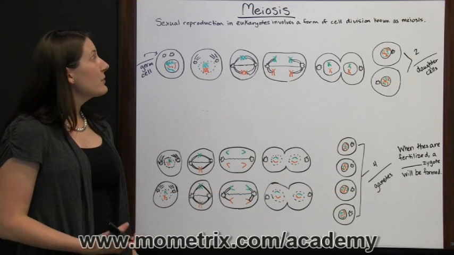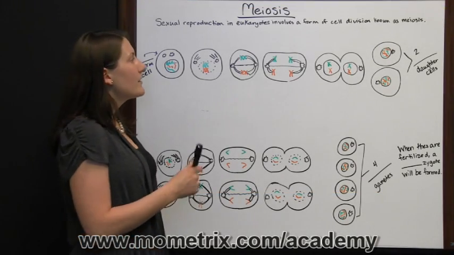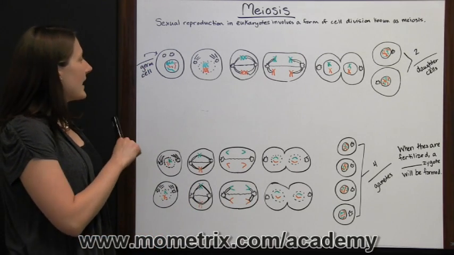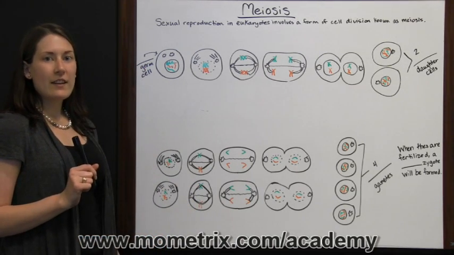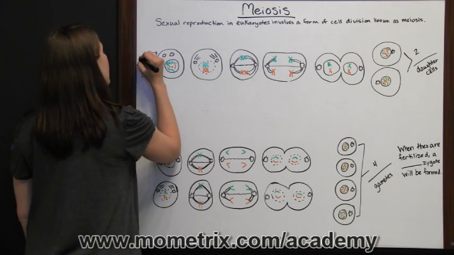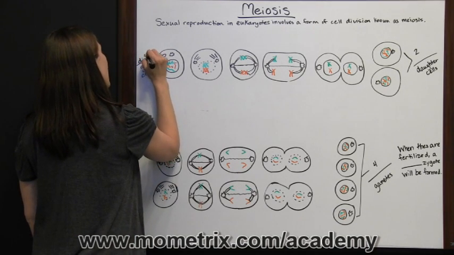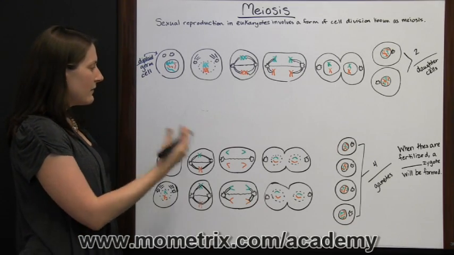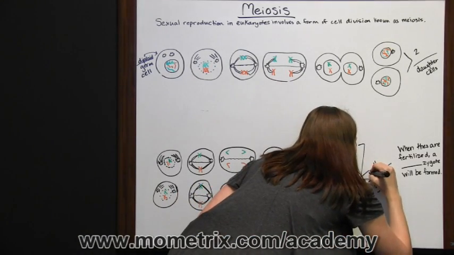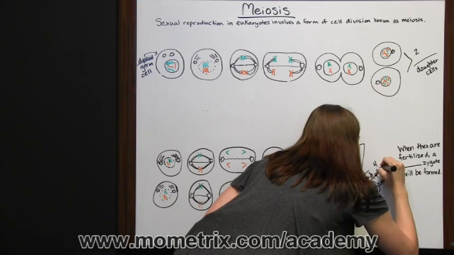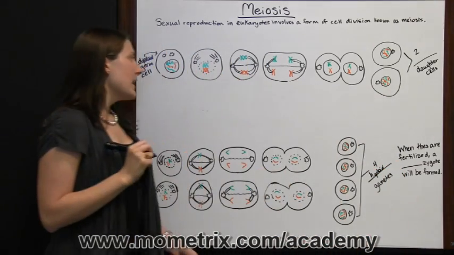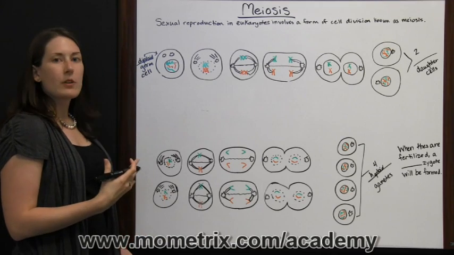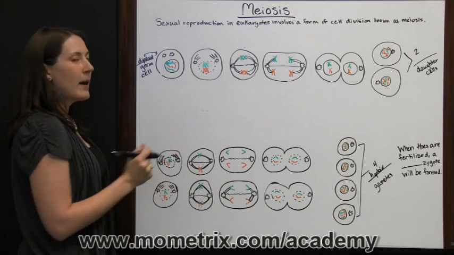Meiosis. Sexual reproduction in eukaryotes involves a form of cell division known as meiosis. It has several different stages that are carried out to let one diploid germ cell result in 4 haploid gametes. And diploid means that it's going to have multiple copies of the genetic information, where haploid means it's going to have 1 copy.